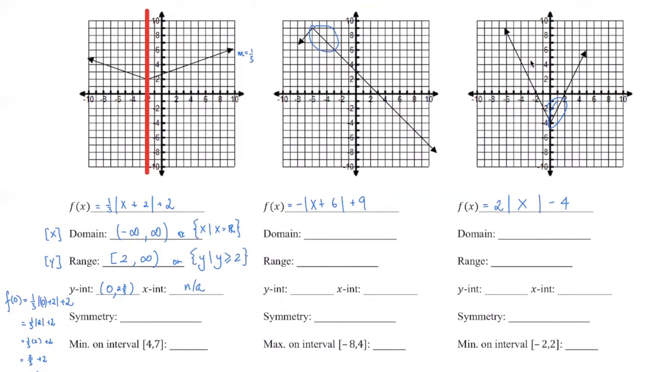And this line of symmetry would have an equation of x equals -2. So that's what we will write down for the symmetry: x equals -2. Now, some of you might make a mistake.